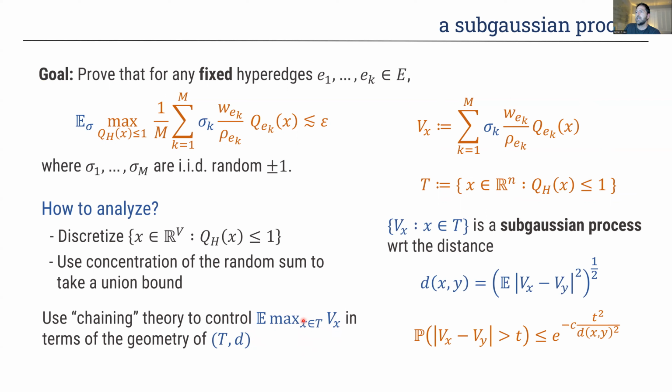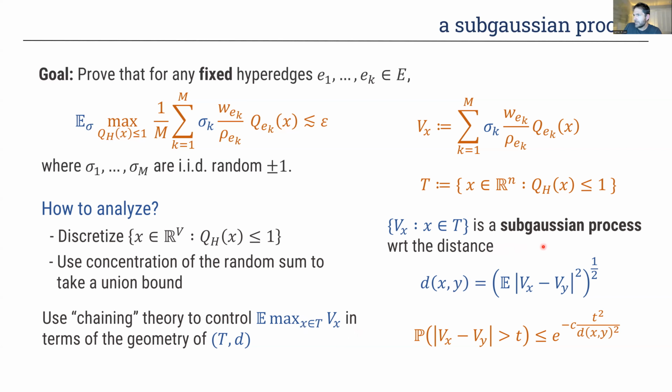And there's a well-known theory for doing that, at least in this setting, which is called chaining, or majorizing measures, or generic chaining, which is to somehow bound the expected maximum of this random process in terms of the geometry of the index set T with the metric d that's induced, in this case, by basically the standard deviation of V_x minus V_y. So in general, for any sub-Gaussian process, this kind of chaining theory lets you bound this expected maximum.